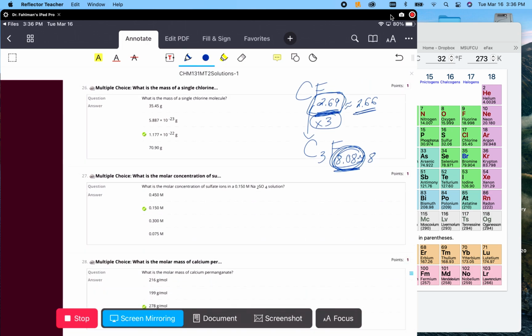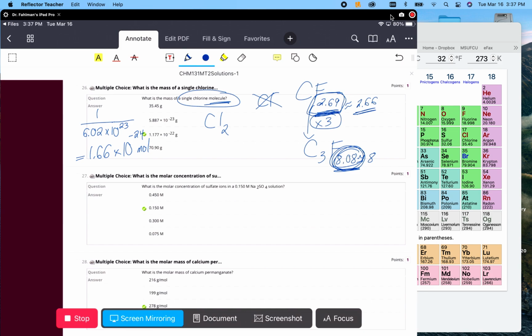What's the mass for a single chlorine molecule? So remember, a chlorine atom is that. A molecule tells you it's Cl2. And so if we have one molecule, we divide by Avogadro's number, and that will give you the moles. So 1 divided by 6.02 e to the 23rd is 1.66 times 10 to the minus 24 moles.